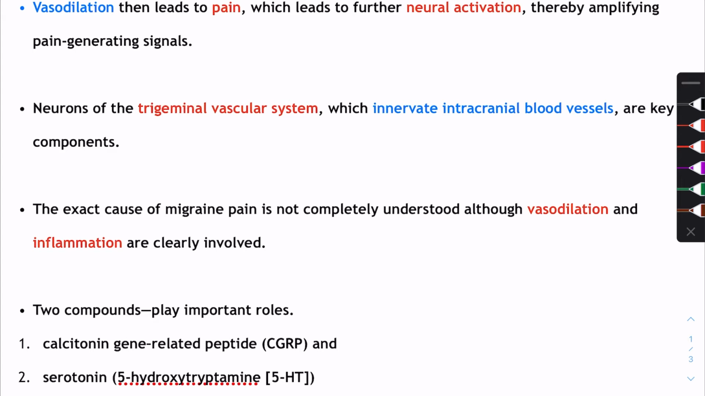Those are calcitonin gene related peptide, which can be written as CGRP, and serotonin, which is nothing but 5-hydroxytryptamine, or it can be written as 5-HT. So these are the two components which play a very important role in migraine headache: calcitonin gene related peptide, CGRP, and serotonin, that is 5-hydroxytryptamine, 5-HT.